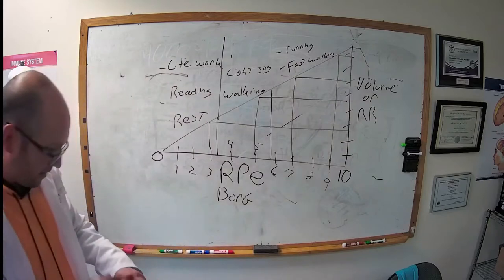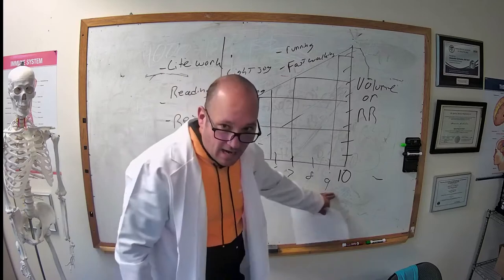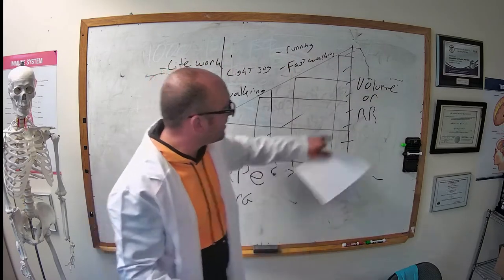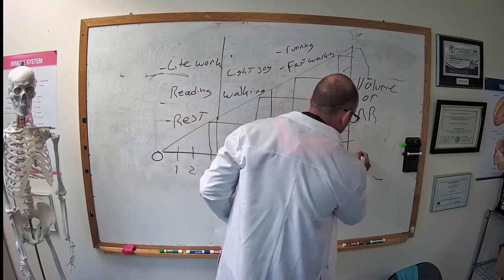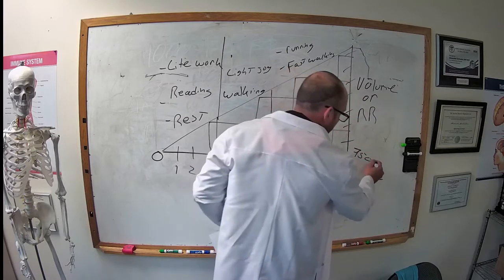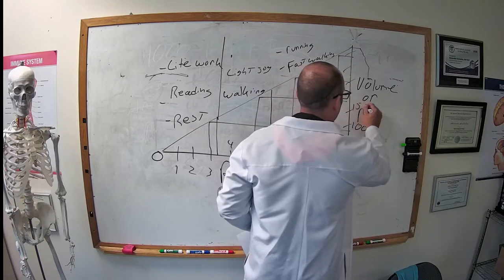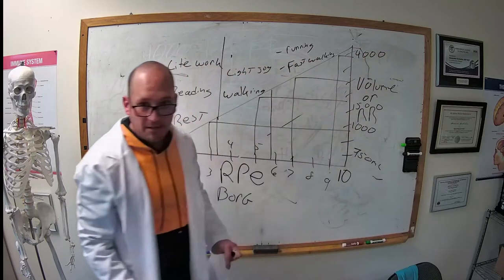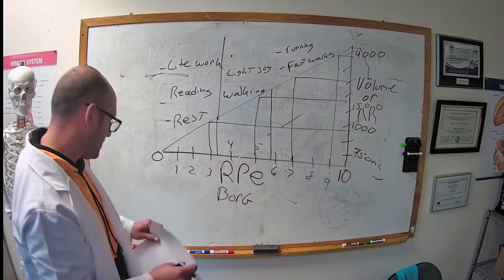Now if my rate of perceived exertion or my Borg scale is very high, I'm either doing fast walking or running, meaning my volume has to be higher. If I'm breathing at 750 milliliters, this would be about 1,000 to 1,500 milliliters. Up here, it would be around 4,000 milliliters, meaning a full breath. You know, how much air is necessary to keep that body alive.